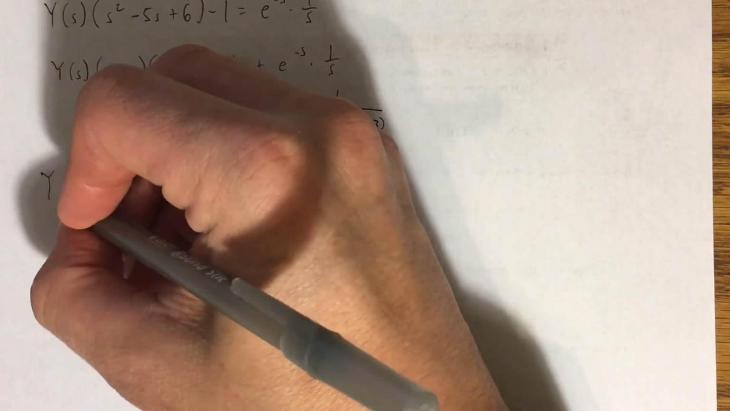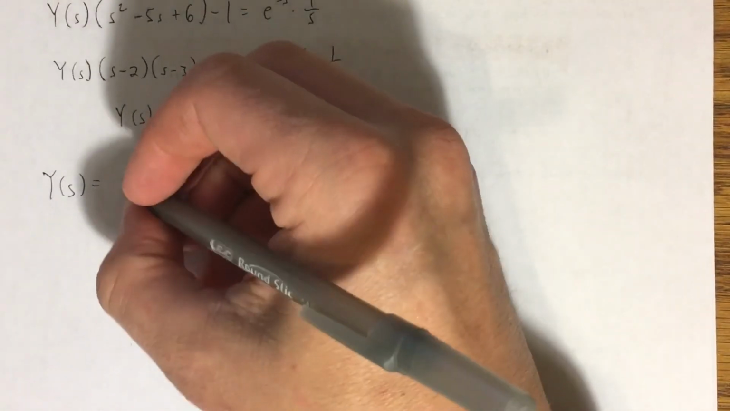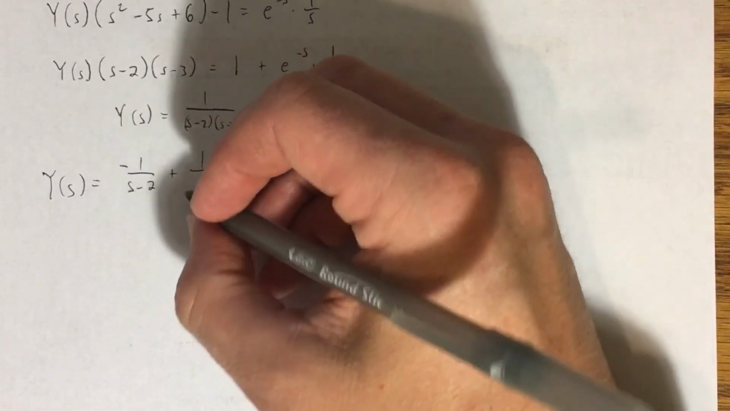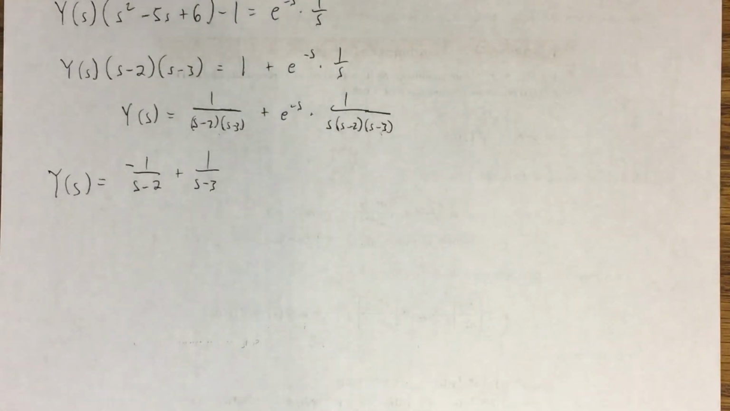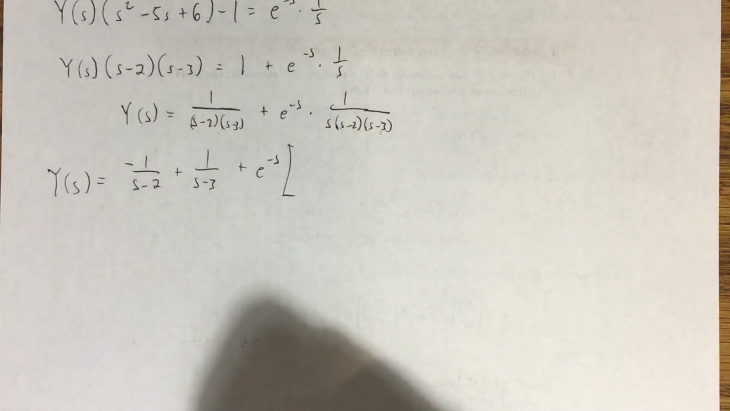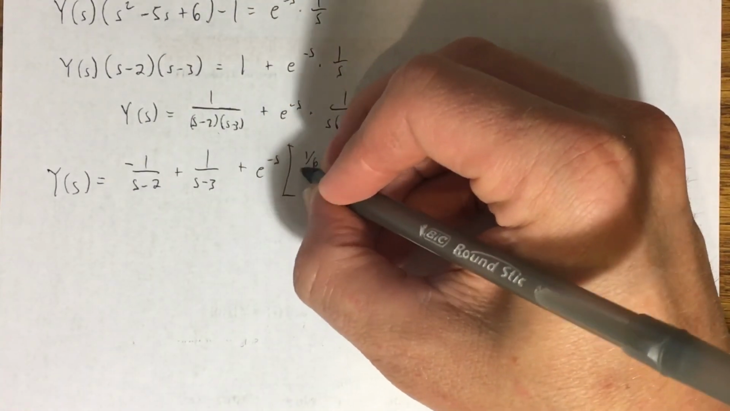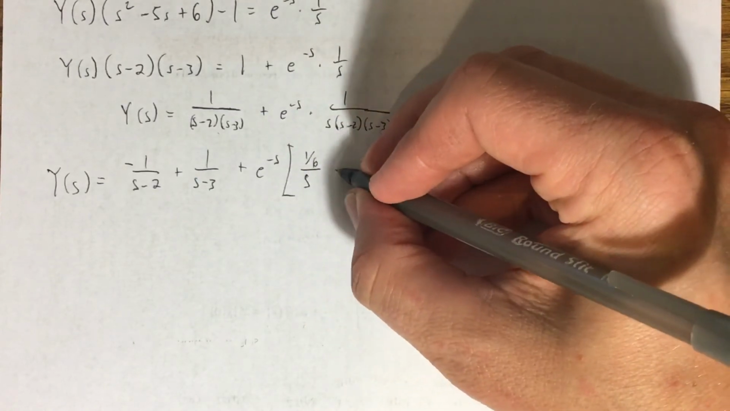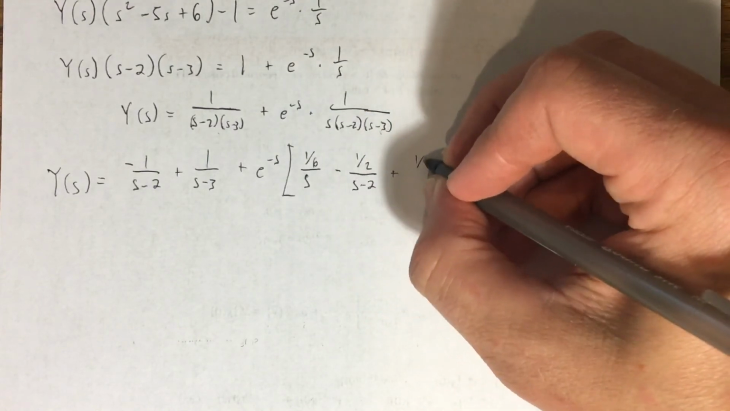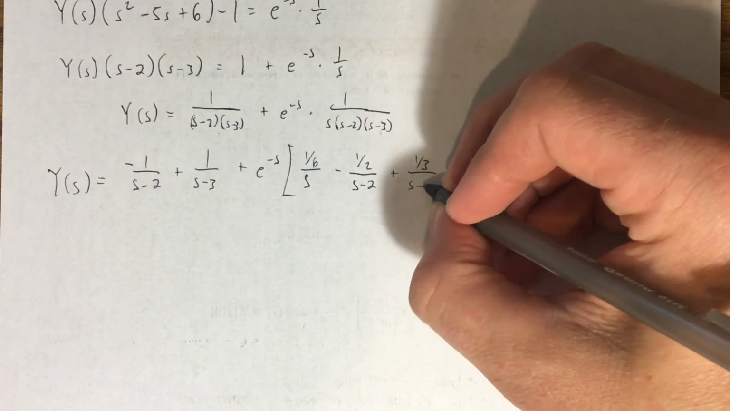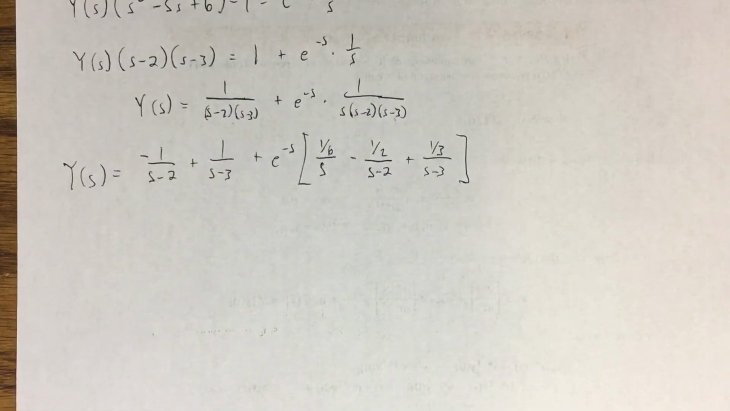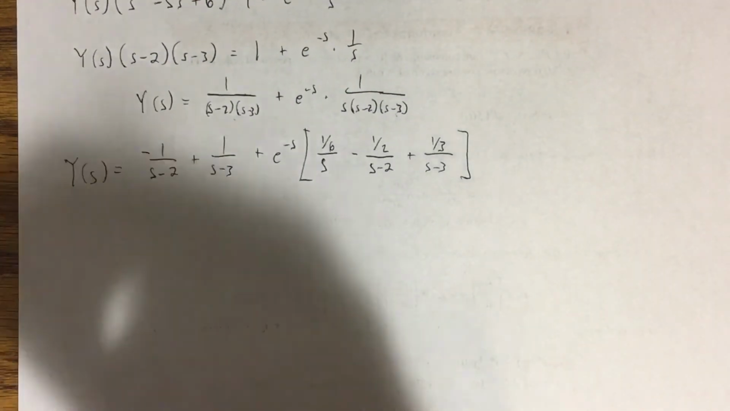So this guy right here, I'll write this over here, Y of s is equal to, this one breaks down to negative 1 over s minus 2 plus 1 over s minus 3 plus e to the negative s times, this guy breaks down a little bit more complicated looking. It's going to be (1/6) over s minus (1/2) over s minus 2 plus (1/3) over s minus 3. Okay, so a couple of partial fraction decompositions there. Now we just need the inverse transform of both sides to solve this thing.